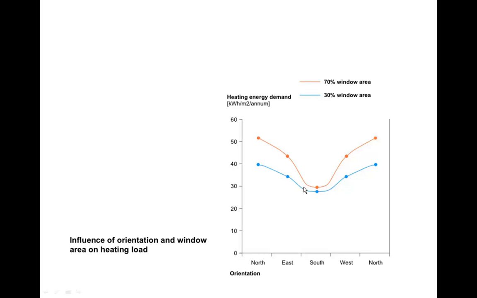But what is interesting is on the south facade, the difference is fairly small in terms of how much heat you need to provide in winter. And the reason behind that is fairly obvious, that in the winter months when you're providing heating, you will be catching some solar gain on that south facade.